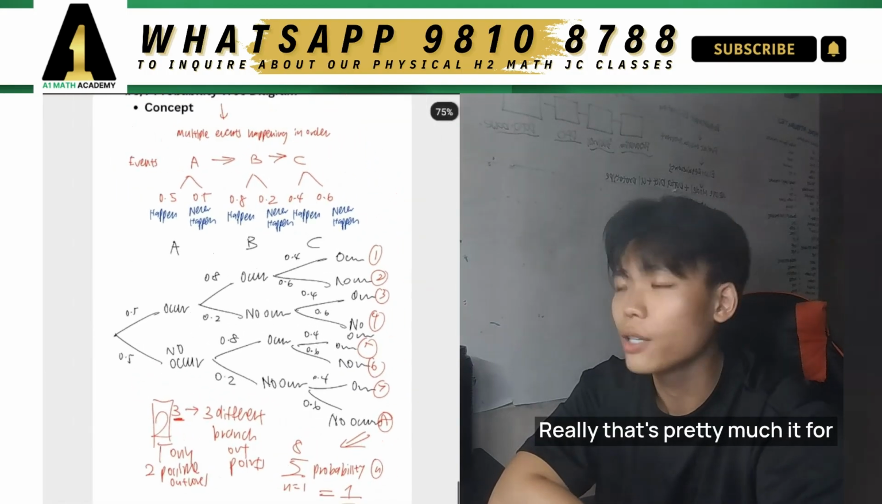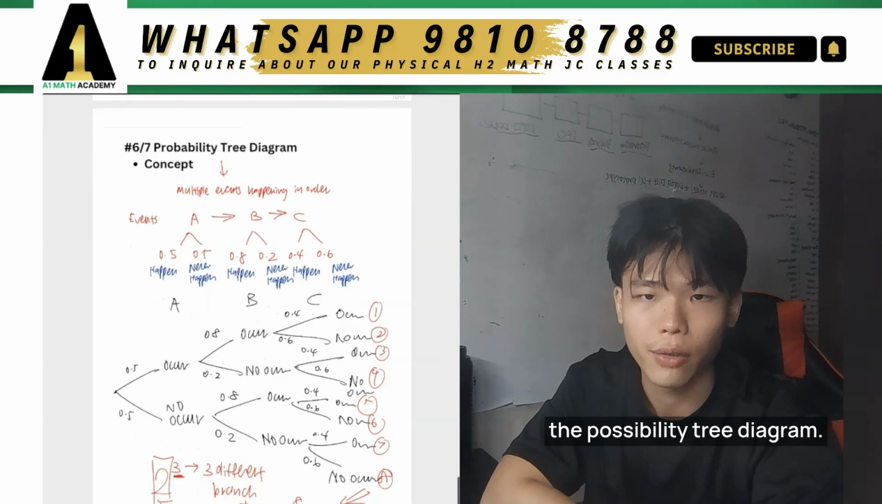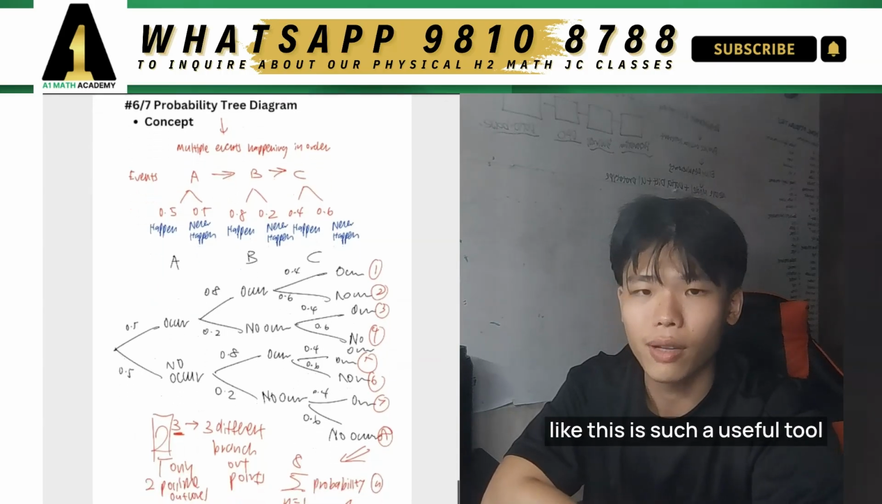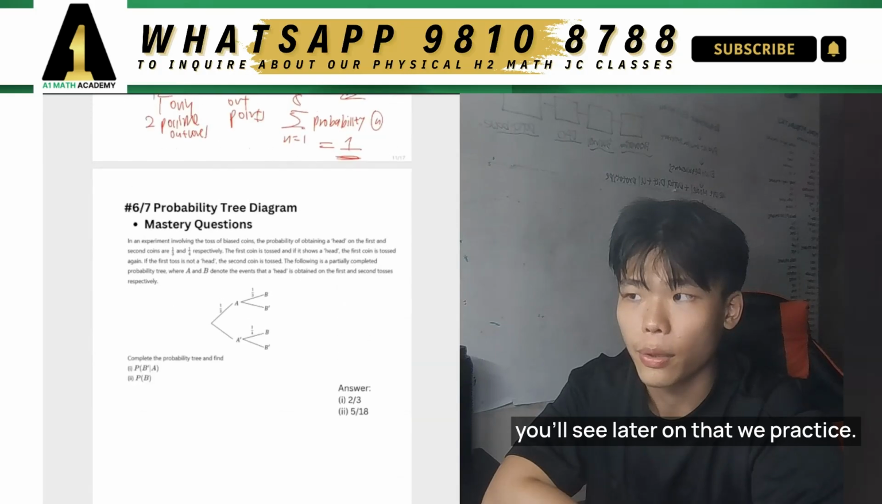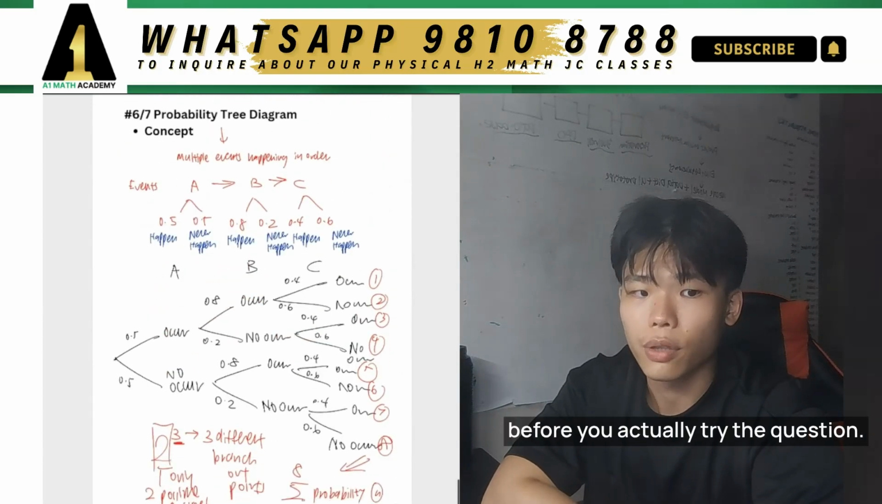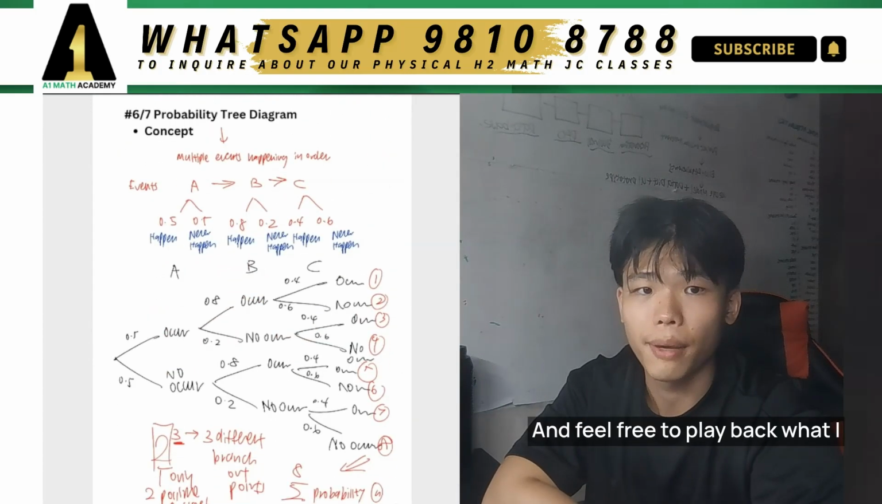So that's pretty much it for the probability tree diagram. It's really just a recap, and I feel like this is such a useful tool, especially in the questions that we practice later on. Make sure you understand this before you try the question, and feel free to play back whatever I just said if you need.